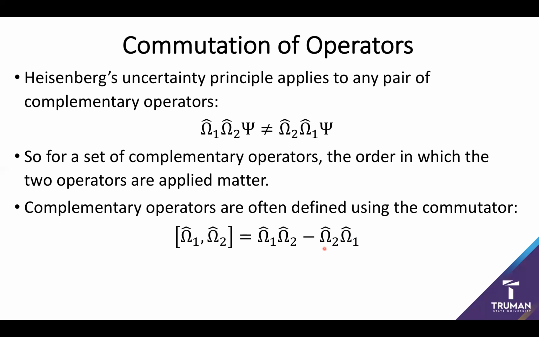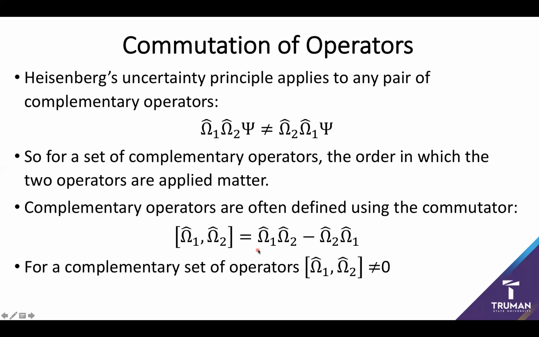So if I use this commutator to act on a wave function, if I have a complementary set of operators, this is going to give me a non-zero answer. If the operators are non-complementary, so in other words, they commute, this should give me a value of 0.